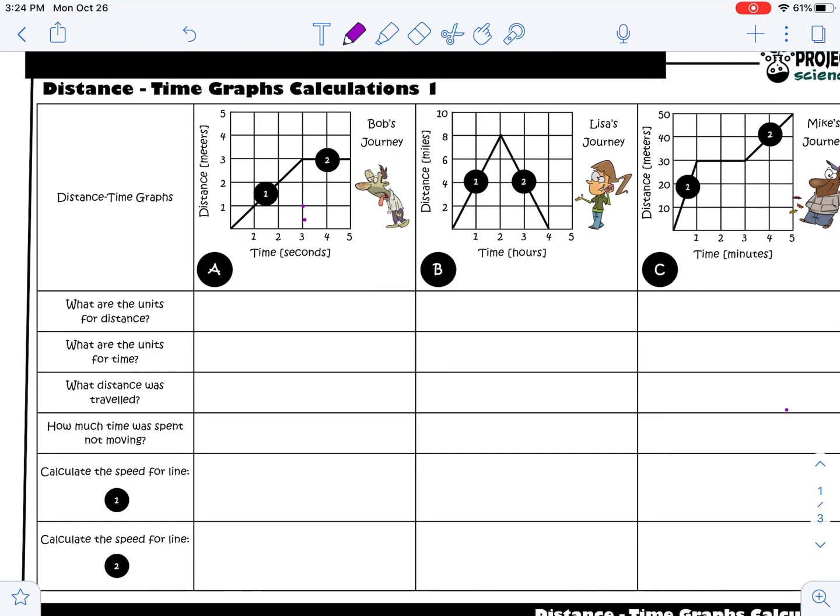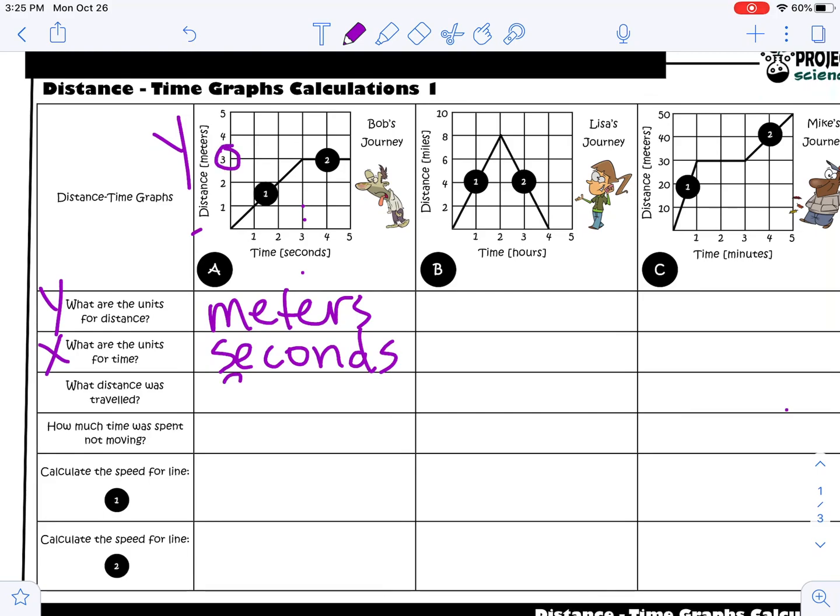What are the units for distance? The distance is going to be on our y-axis, and in this case it is meters. And what are the units for time? That is going to be on our x-axis, and that is going to be seconds. What distance was traveled? Since the y-axis is the distance, we're going to look and see how high our line went on our y-axis. And so the distance is 3 meters.